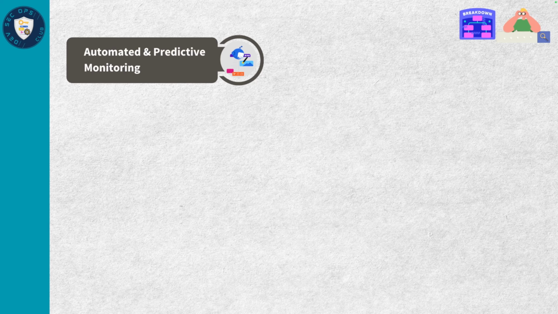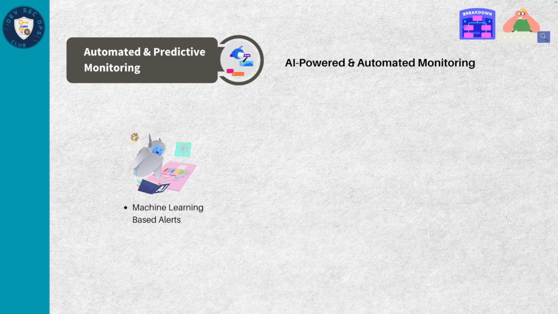Automated and predictive monitoring is revolutionizing IT and system operations by using AI, machine learning, and automation to detect and prevent issues before they cause disruptions. Instead of reacting to problems, this approach enables proactive monitoring and optimization. Let's break it down into key categories. First one is AI-powered automated monitoring, using artificial intelligence and automation to continuously track system health without human intervention. So let's see first, machine learning based monitoring. AI detects unusual patterns and automatically alerts the team or takes action on this.